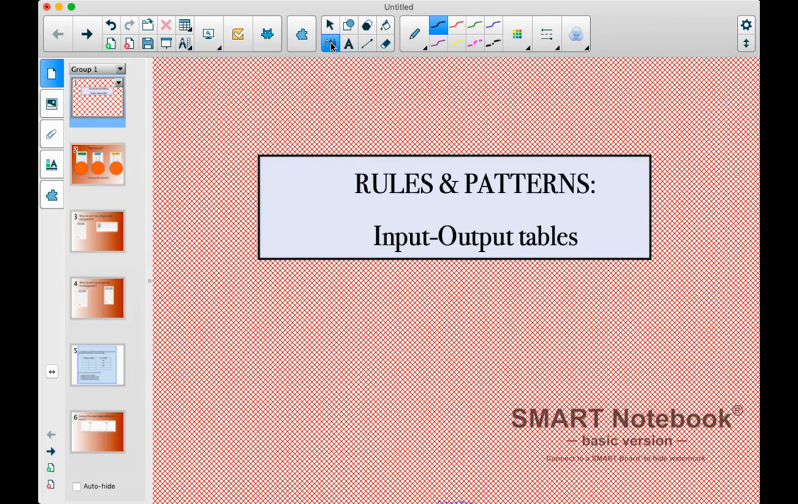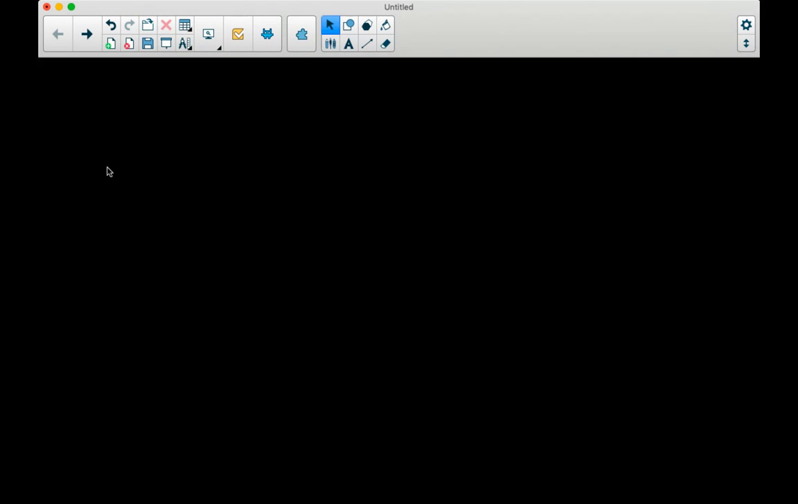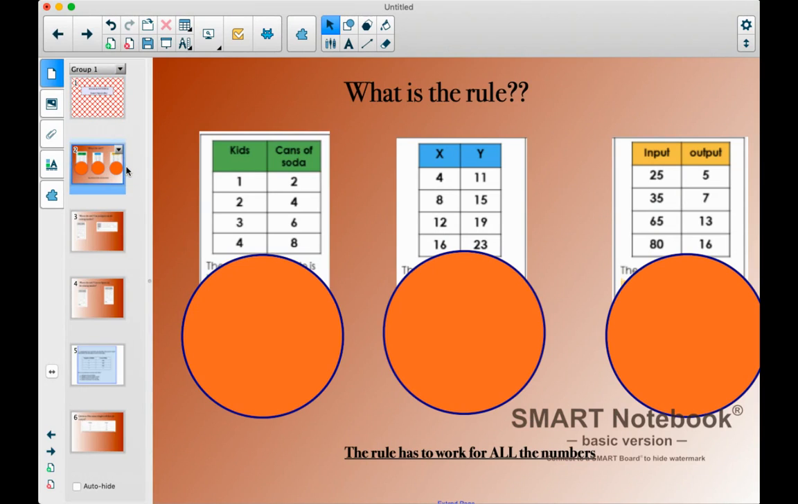Today, we are talking about rules and patterns. The first part of this lesson is on input and output tables. So let's take a look at what this is. An input output table has numbers that are related to each other.